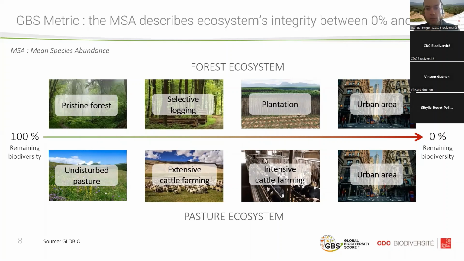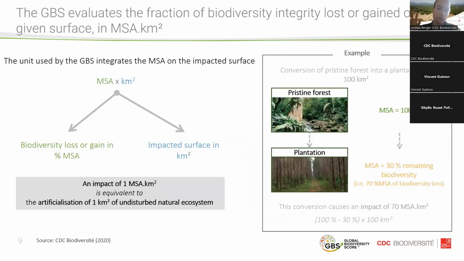And in between, you have all different types of ecosystems, more or less degraded. For instance, a plantation is about 30% MSA. So the MSA is the metric of the health of ecosystems. You can understand it as a health bar for ecosystems, as in video games, for instance, or the integrity of the ecosystem.